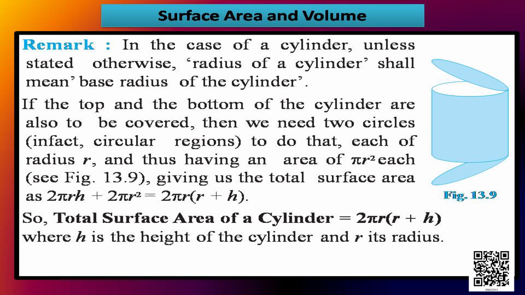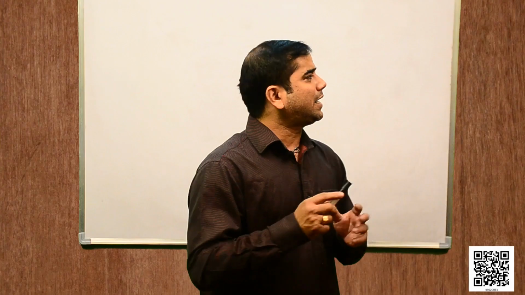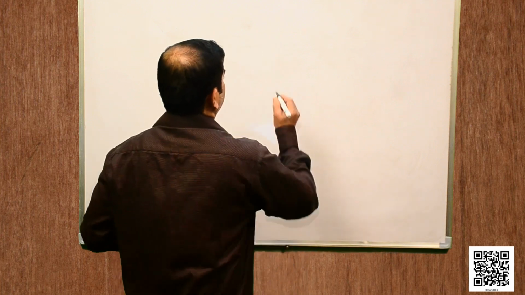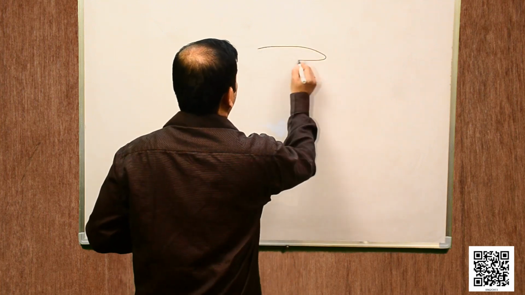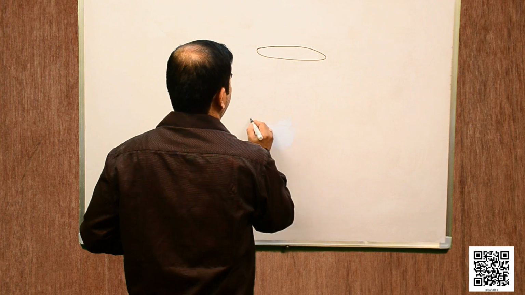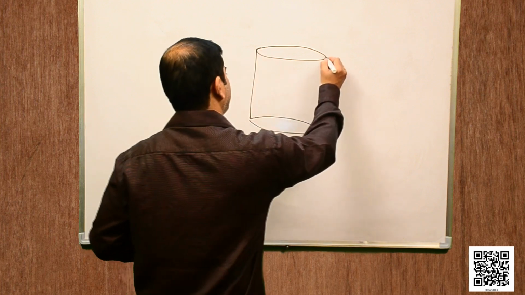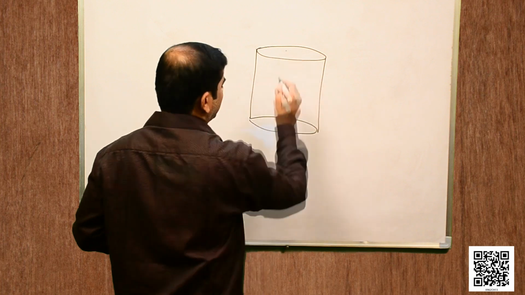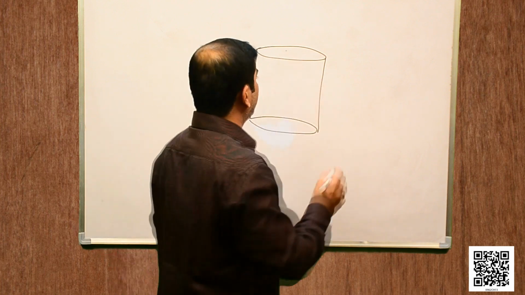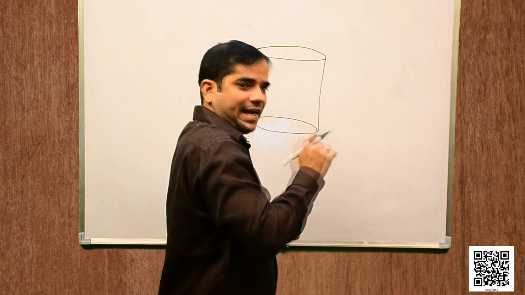Previously, it was a case of an open cylinder. If the top and bottom are to be covered, what should it be? See, the top of a cylinder is also circular and the bottom of the cylinder is also circular. That means if they are also to be covered, they will give us their area.